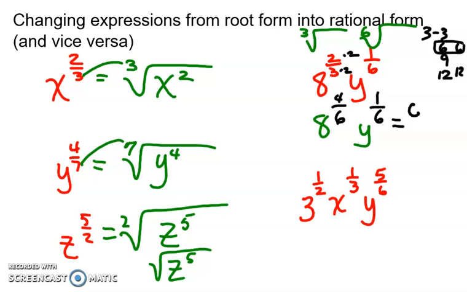So now we have a radical. Now we can write this as a single radical, and it will be a 6th root because both denominators have a 6. So the 8 would be 8 to the 4th power, because our new numerator is 4, and the y would be to the 1st power. So this would be the 6th root of 8 to the 4th times y to the 1st.